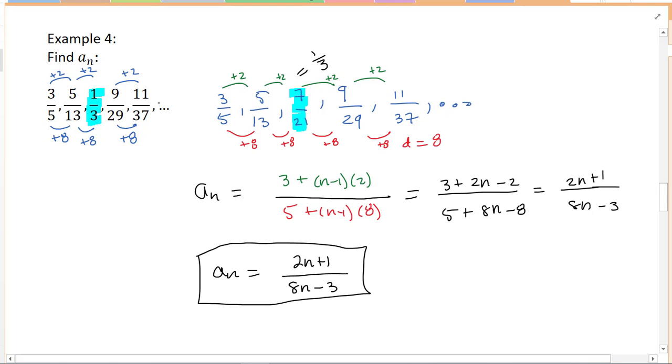You could have also used my shortcut. The common difference is 2 here, so the numerator will be 2n plus or minus something. When n is 1, you get 2. What do you need to add or subtract to get 3? We add 1. The common difference here is 8, so it'll be 8n. And then to get 5 when n is 1, what do you need to add or subtract? 8 times 1 is 8. To get 5, we need to subtract 3. And so we get the same thing.